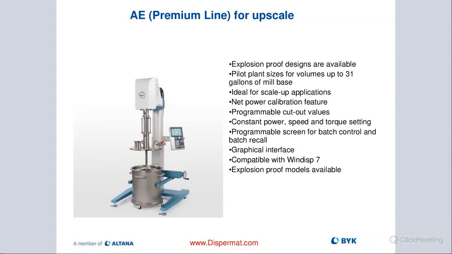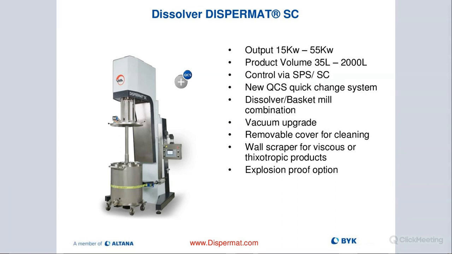This is the palletized AE model, about 31 gallons of mill base, 150 liters. Same features as the smaller one, but just larger stand, larger motor, larger vessel. And then here is a production scale. We can go up to 2000 liters. Same technology, same motor technology here. We have the ability to also take advantage of that modularity, that quick change system. So we can rapidly change this dissolver and turn it over to a basket mill. So we can buy one machine to do both pre-dispersing and milling.